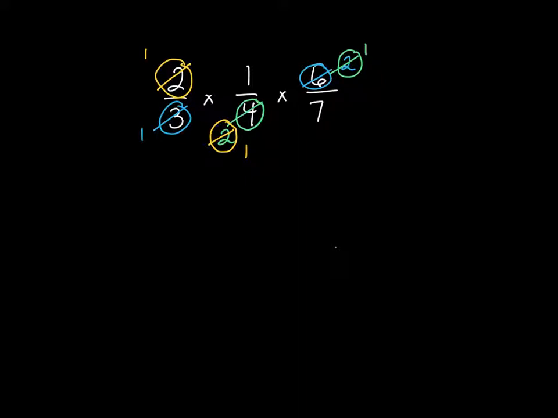Okay, now all we have left that's not crossed off is the 7. Everything else is down to a 1. So multiply your numerators. 1 times 1 times 1 is 1. Denominators, 1 times 1 times 7 is 7. So that is 1/7.